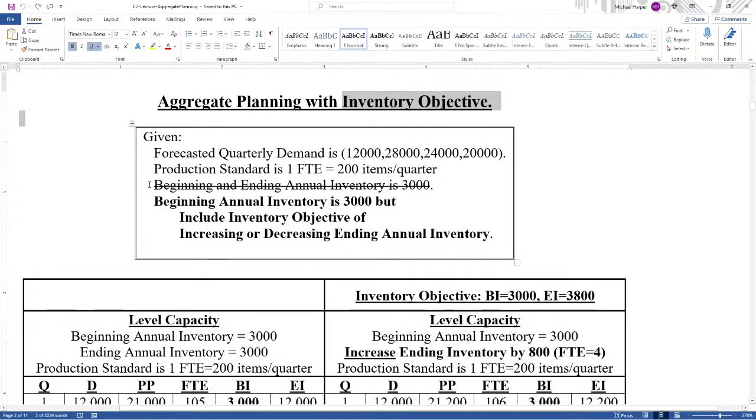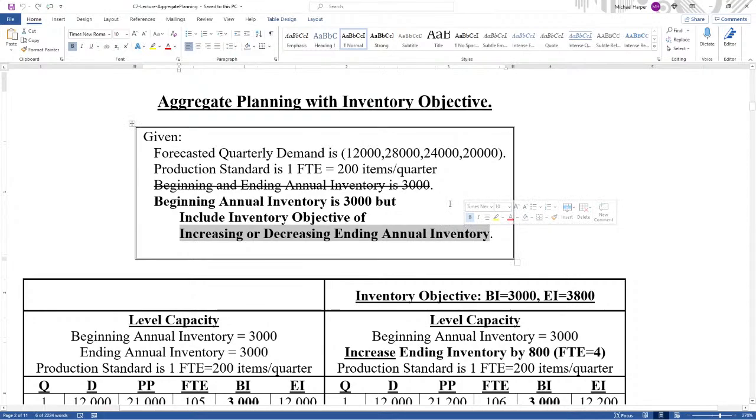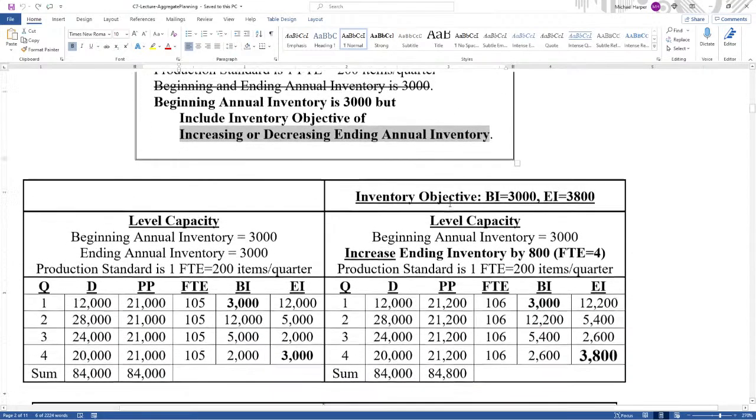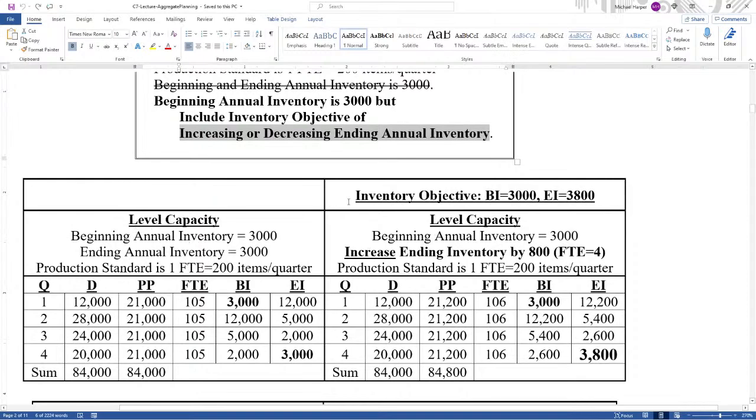For example, suppose the beginning and ending inventory of 3,000 is eliminated, and that's replaced with the beginning annual inventory of 3,000, but we want to include an inventory objective of increasing or decreasing the ending annual inventory. So let's look at example number 1, level capacity. Suppose our inventory objective was we want to begin with 3,000, but we want to end with 3,800. That's our objective. So this is our level capacity that we just looked at.